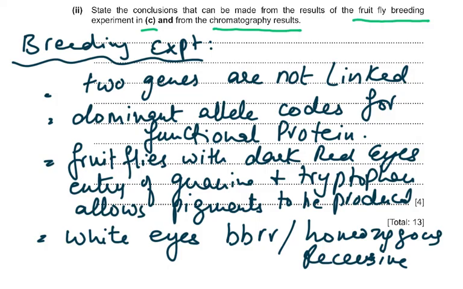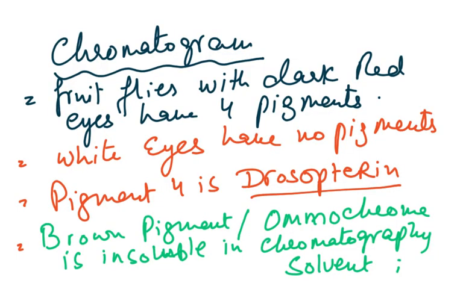Now, this would only get you a maximum of 3 marks if you give me any 3 points, and then 1 mark from the other, because for the chromatogram you had to give me something about the chromatogram as well. So what was the chromatogram telling us? That fruit flies with dark red eyes have 4 pigments. So this was given in the question. It's not something you had to figure out. It's just reading the question and finding it out from the question. White eyes have no pigments. Then pigment 4 is drosopterin, and brown pigment is insoluble in the chromatography solvent.